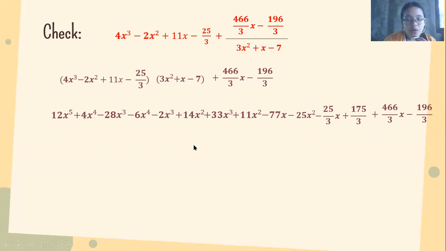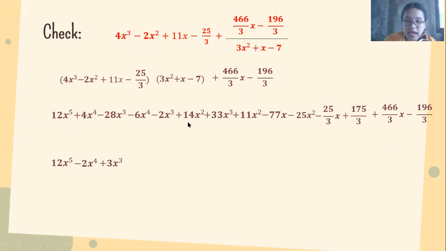The next step, we will combine the like terms. So we have 12x raised to 5. It has no like term, so we just write it down. We have 12x raised to 5. 4x raised to 4 plus negative 6x raised to 4 is equal to negative 2x raised to 4. Negative 28x cubed plus negative 2x cubed, we have negative 30x cubed plus 33x cubed is equal to positive 3x cubed.